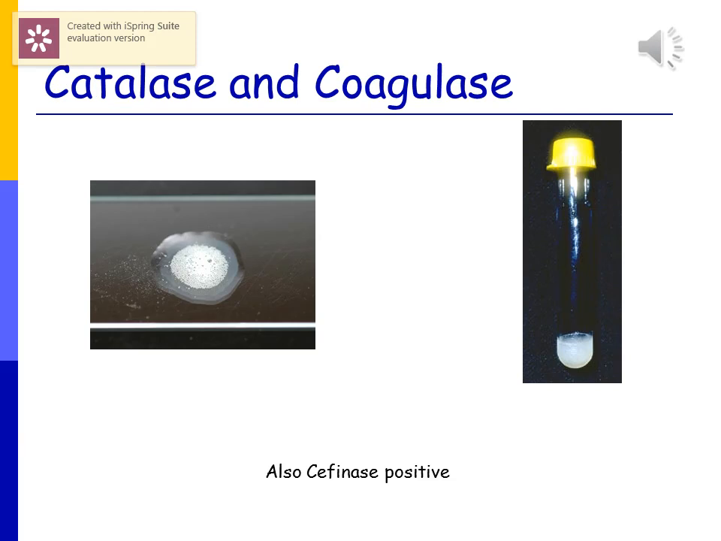Here is the catalase and coagulase test reaction. So catalase on the left and the tube coagulase test on the right. Nice little clot down at the bottom. So you should know if those are positive or negative. And also the penicillinase test was positive. So what does that mean?